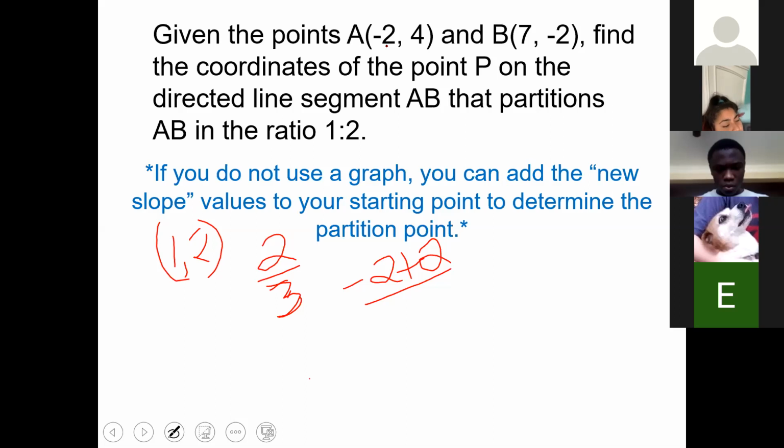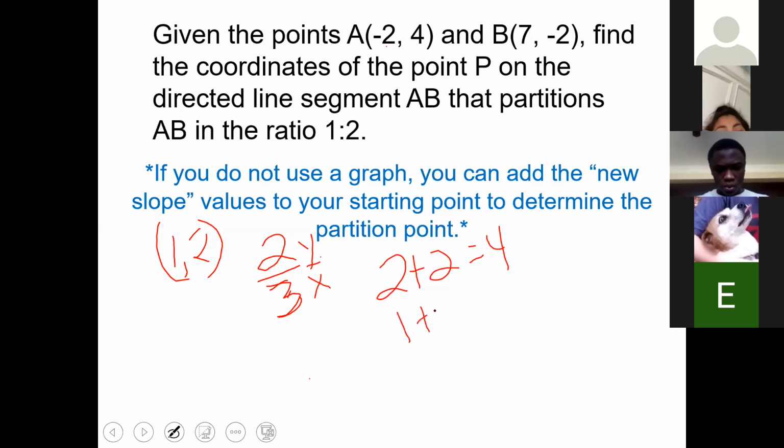Negative 2 plus 2, that'd be 0, and 4 minus 3. Oh, that's right. Sorry, I'm using the wrong numbers. It does work. Sorry. Rise is my y value, and this is my x value. So 2 plus 2 gives us 4, right? And x is our x value. 1 minus 3 gives us a negative 2.